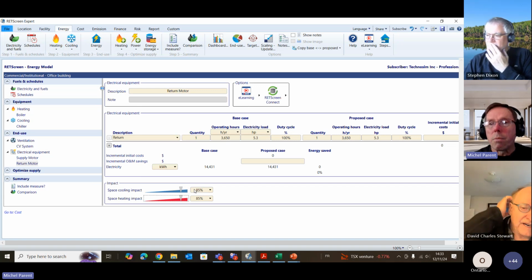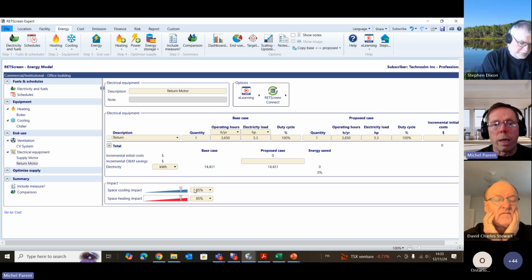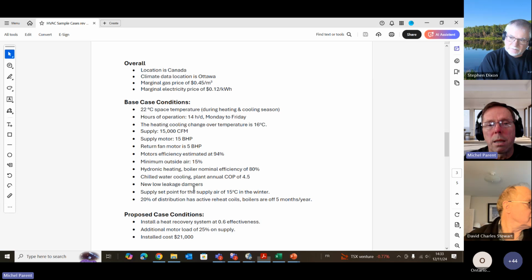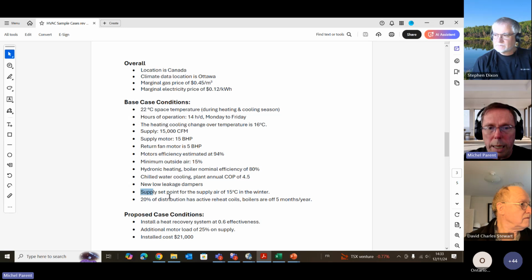So it's a good estimate of how will be the useful heating and the impact on cooling. So 85%. Now there's one thing we haven't accounted for, those two lines here. We have a reheat coil in that system. And the supply set point is 15 degrees in the winter, and 20% of the system has reheat coil.